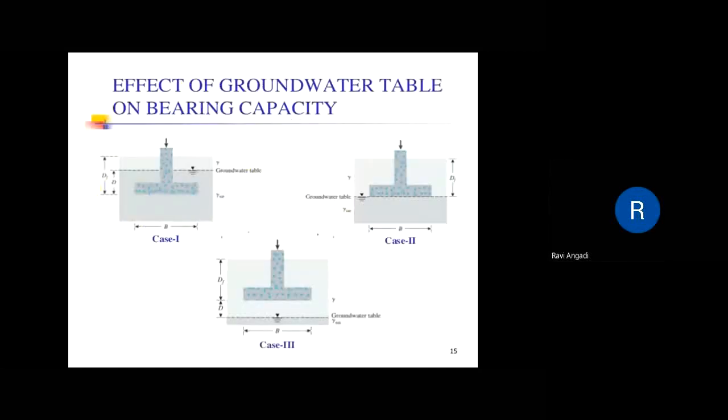The water table corrections are applied to determine the bearing capacity of the soil. Now these are the conditions where the water table is lying. In case 1, the water table is taken at the groundwater, that is below the ground level. Here, below the water table, whatever the soil is lying, it is taken as gamma saturated. In case 1. And in case 2, the water table is lying at the base of the footing.